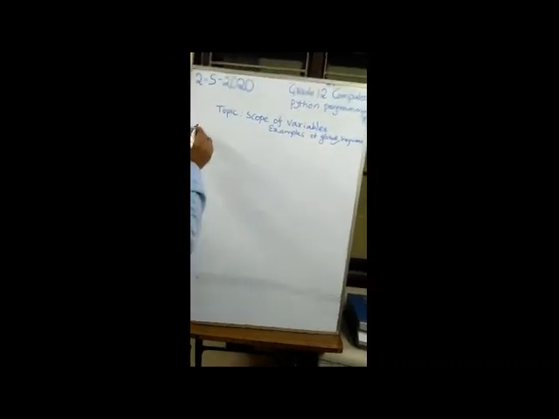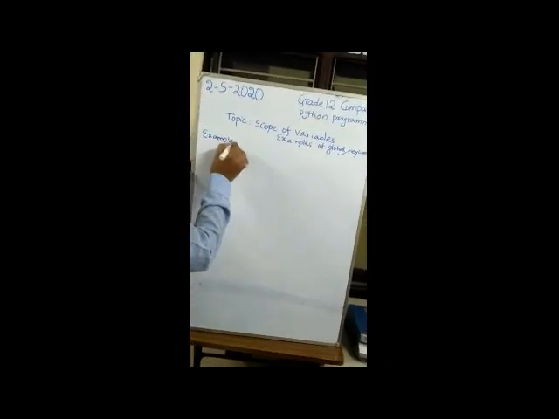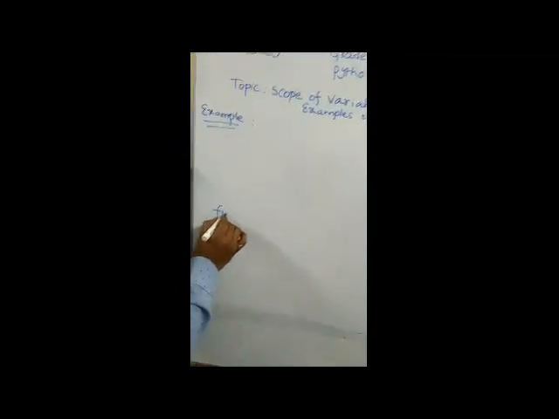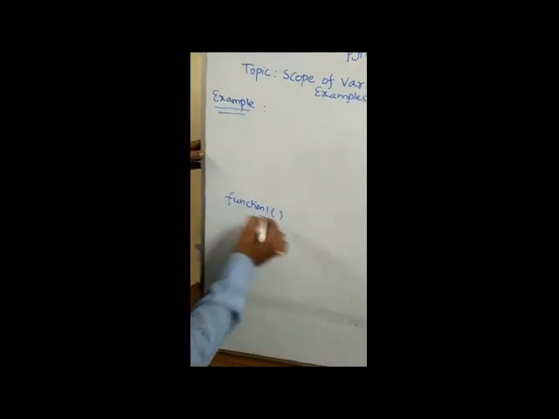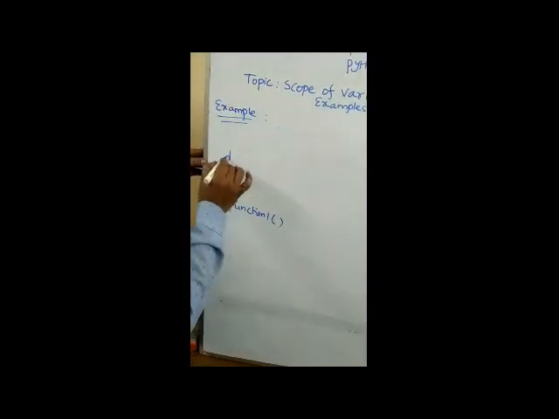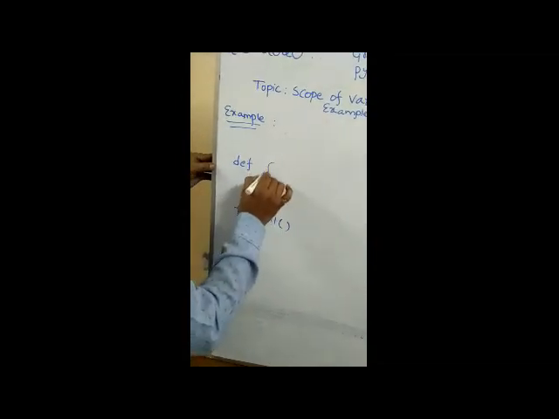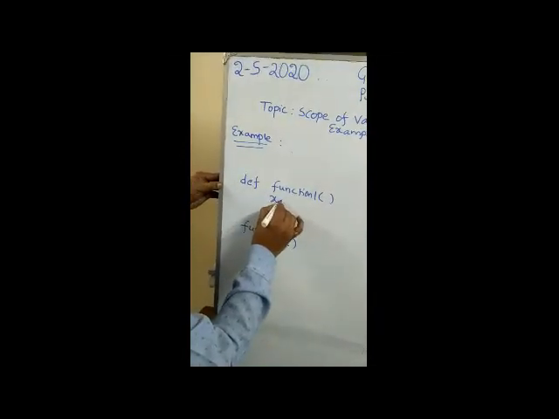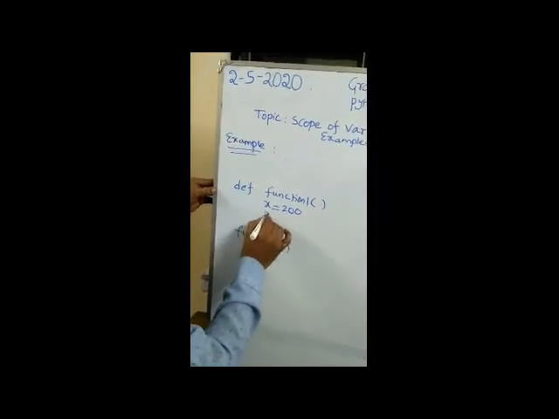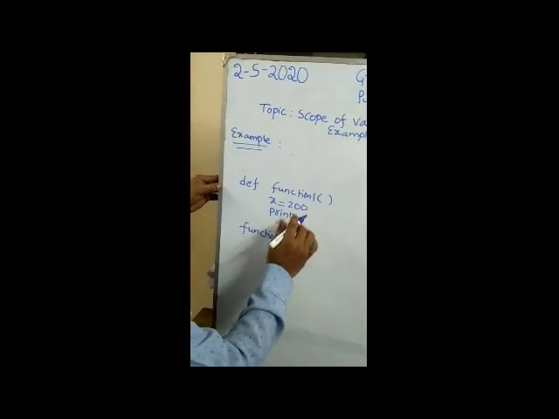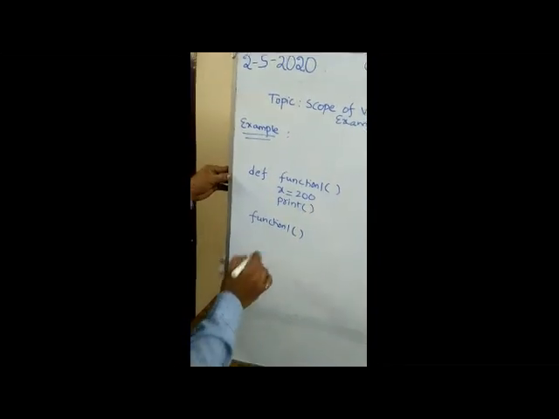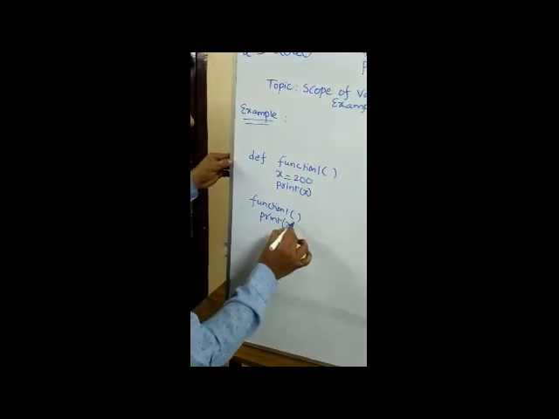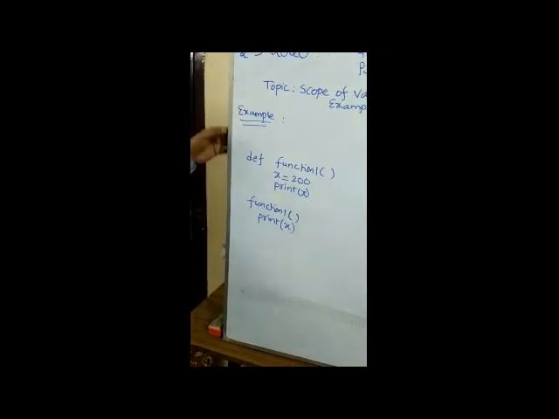For example, I am writing one example program here. I am writing one function, def function1. Inside it, x is equal to 200, then print x. Next, outside the function, I am writing one more print of x here. See, this is the example.